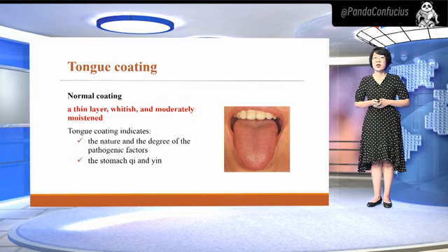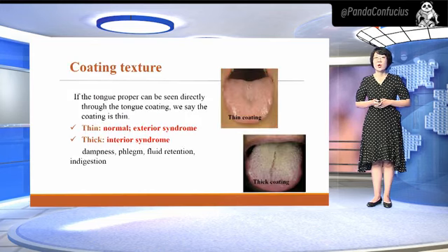Tongue coating. Normal coating is a thin layer, whitish and moderately moistened, which indicates the nature and degree of pathogenic factors and stomach qi and yin. We'll learn 4 kinds of coating texture.